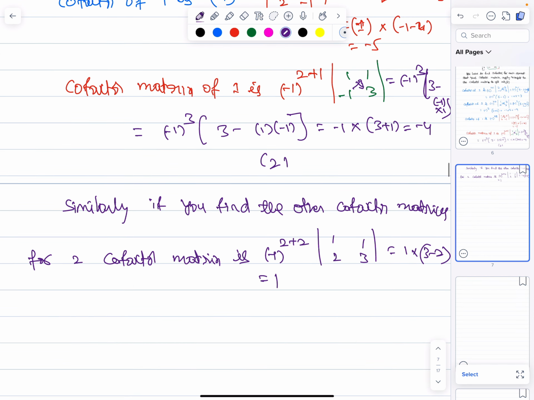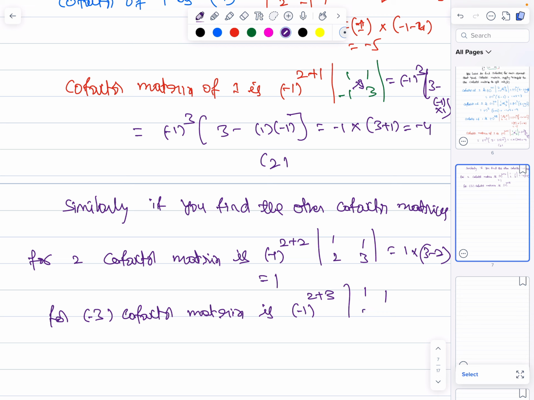So next for second row third column, the cofactor is minus 1 whole power second row third column, must be multiplied with 1 1 2 minus 1, that is 1 into minus 1 minus 2. This is minus 1 into minus 3, which is equal to 3.